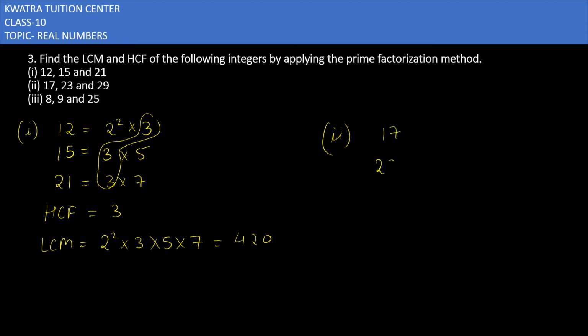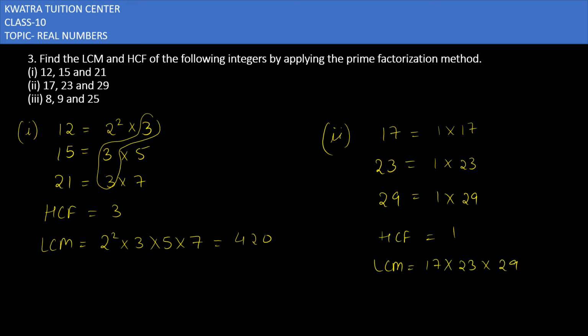Next is your 17, 23, 29. Now how are all these numbers? They are prime numbers. So what are the factors of prime numbers? One is the number and 1. So yes, HCF will be 1. There is no common number, only 1. How much will your LCM be? It will be 17 into 23 into 29. Multiply these all, you will get 11,339. So this is your answer for the second one.